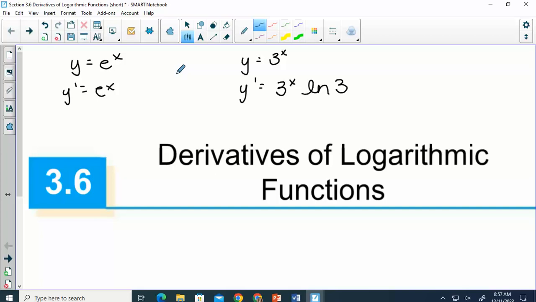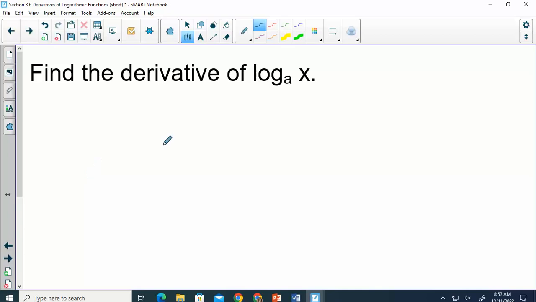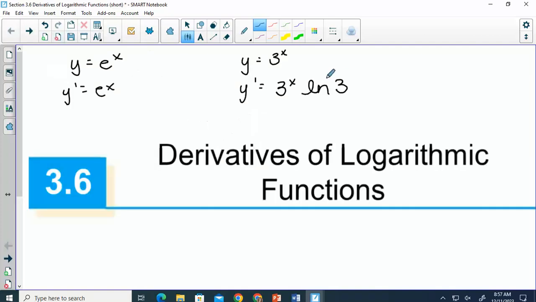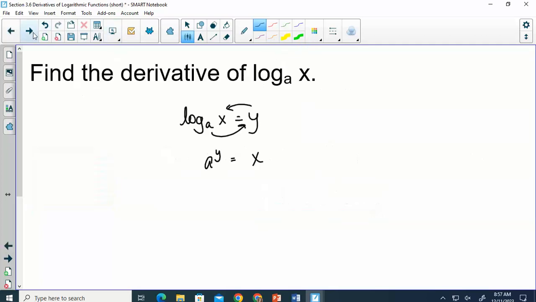So let's first try to figure out the derivative of a log. If I said log base a of x equals y, we don't have a rule for the derivative of a log yet, so we would have to change it to exponential form. What is this in exponential form? a to the y power equals x. But this we can do the derivative of. a is just a number, so the derivative of a number to a power is still that, so we still have a to the y.